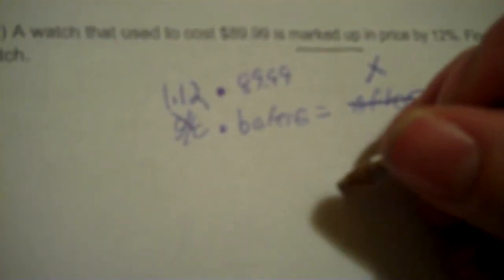So the before amount was $89.99. So 1.12 times 89.99 equals x. Now, x is over here all by itself, so there are no operations I need to cancel out. I just multiply the other side. So I take 1.12 times $89.99. You're talking about a money amount, so we want 2 decimal places. It'd be $100.79.